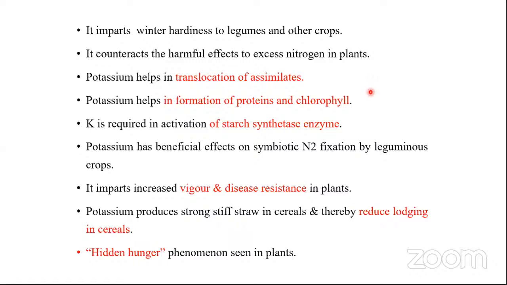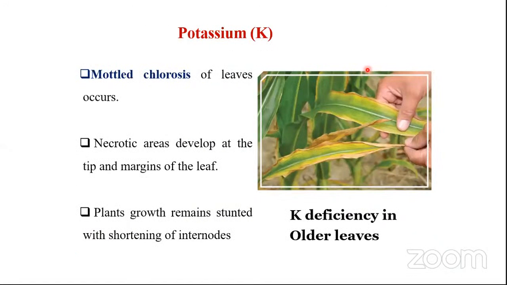Hidden hunger, students, means that there will not be any particular symptoms shown by the crop, but there is a direct reduction of yield. This mostly happens in the case of potassium because we can't see any particular visual symptoms, but the yield is reduced. This is called hidden hunger.